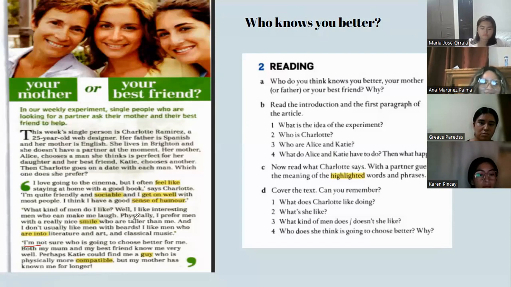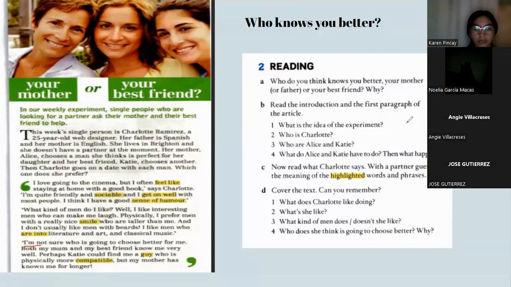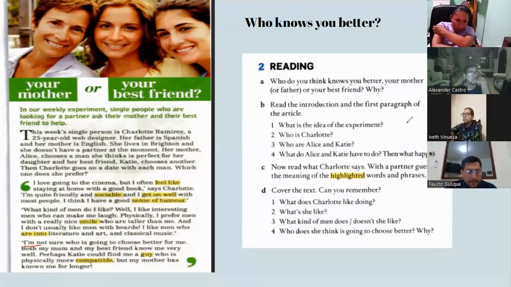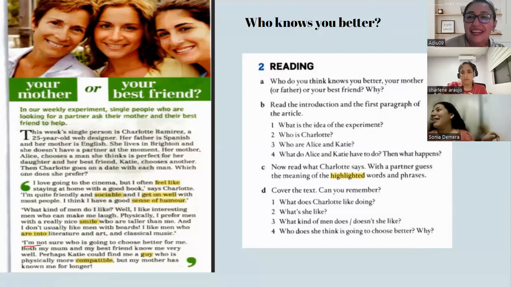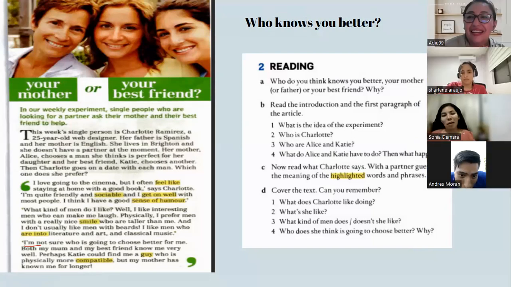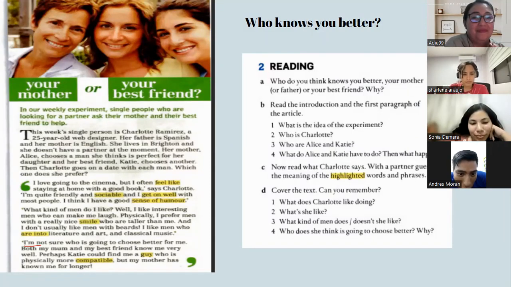I am not sure who is going to choose better for me. My mom and my best friend Cathy could think of a guy who is physically more compatible, but my mother has known me longer.